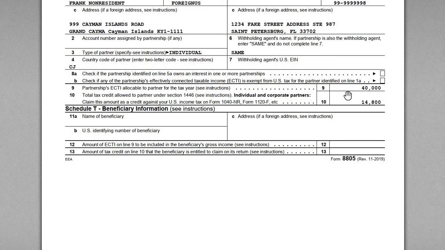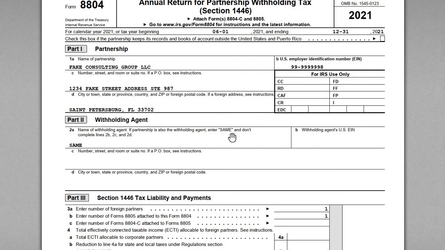And then the tax that's going to be allocated to Frank is going to be the entire amount. This will represent 37% of $40,000, right? Because remember, being allocated to an individual, so it's a 37% withholding rate. Now, if we look at the 8804s, we'll see how these totals end up on the 8804.